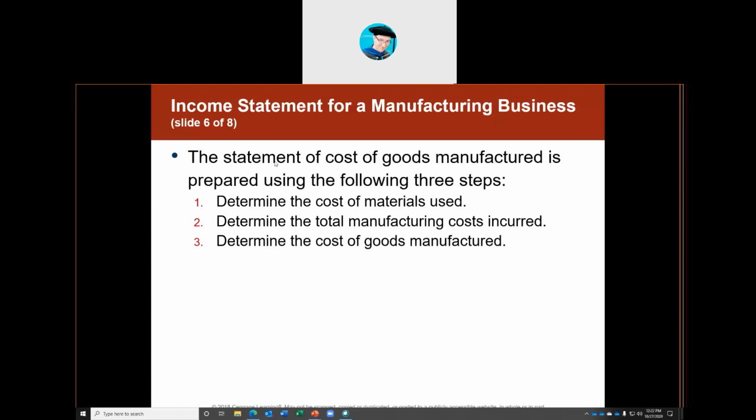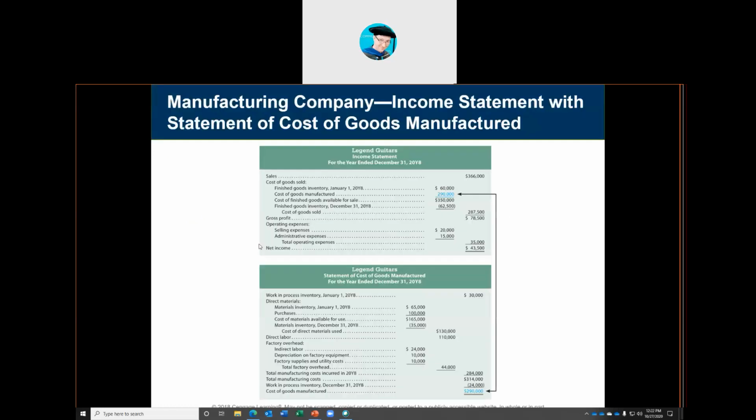Okay, so the statement of cost of goods manufactured is prepared using 3 steps. 1, determine the cost of direct materials used. 2, determine the total manufacturing costs incurred. And 3, determine the cost of goods manufactured. So how do we do that? We take a look at the income statement.